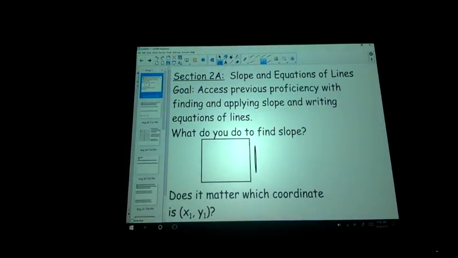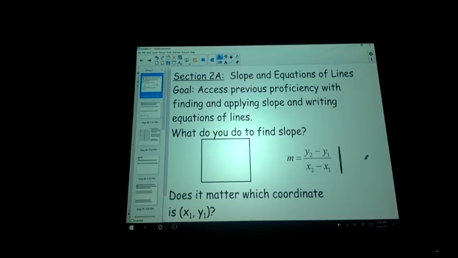All right, slope and equations of lines. Access previous proficiency with finding and applying slope and writing equations of lines. What do you do to find slope? I think this is something I need to pull out. There you go. There's your old slope equation. You have seen that equation a lot.